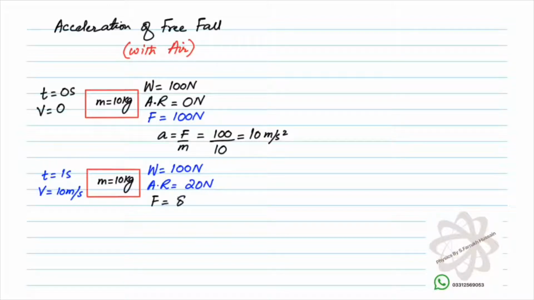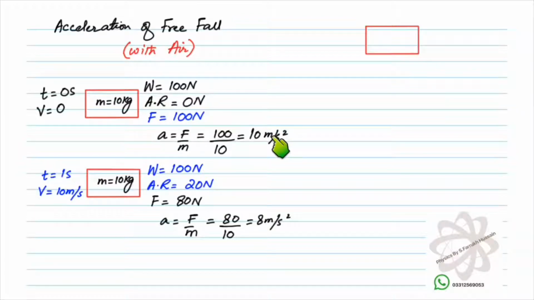So according to the resultant force calculation, 100 Newton is the force acting downward, while 20 Newton is the force which is air resistance acting upwards. So resultant force is 80 Newton and acceleration is now 8 meters per second square. As you can see by this calculation, the acceleration of the object is now less than the previous acceleration. So the object will have increase in speed, but this time the increase in speed will not be 10 meters per second, it will be 8 meters per second. So at the second of the fall, the object will have 18 meters per second, which means 8 meters per second more than 10 meters per second.